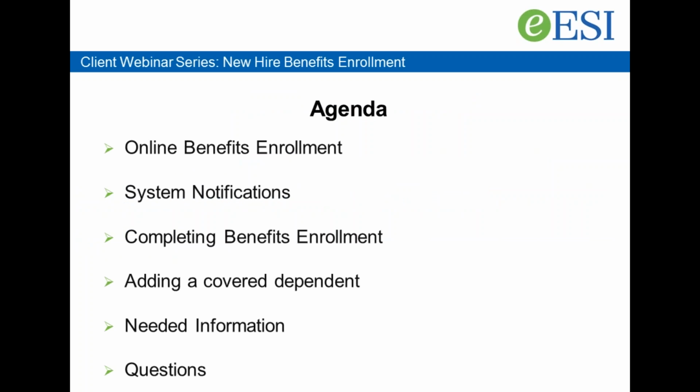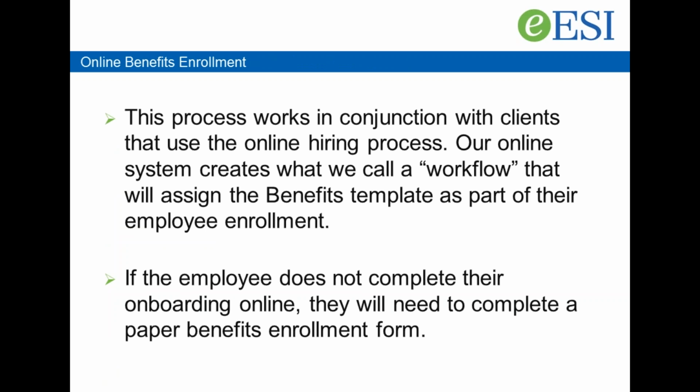Good afternoon, everyone. So today's webinar is going to cover the online benefits enrollment system, as well as system notifications, completing benefits enrollment, adding covered dependents, information you'll need to complete the webinar, and then we'll follow up at the end with questions. Now, this process that we're covering today is similar to the open enrollment, but it has to do with managers that are using our online eESI portal to submit new hires as opposed to doing paper. So if you're not currently utilizing online, this will give you an opportunity to see that. If you'd like to make the switch of going paperless, you can always contact eESI, either your HR business partner, and we can set up time to discuss that with you.